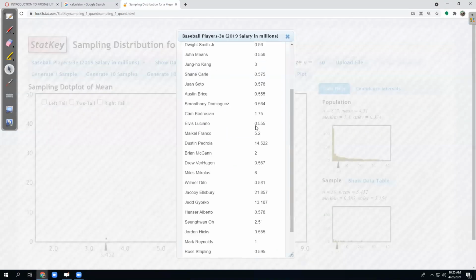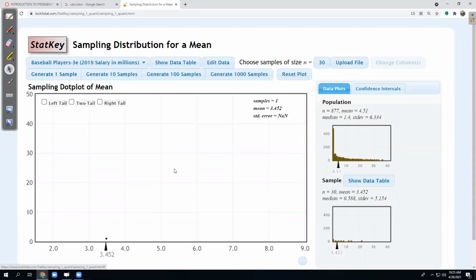So here are the 30 players I selected. If you do this, you're going to get a slightly different sample. Here, what it's plotting is my mean. Notice down here, it's the 3.452, same as the mean there. If I generate another sample, it's going to grab 30 baseball players randomly from that group of 877. So I get a different sample. That's this one over here.